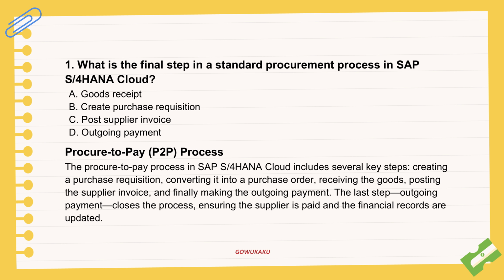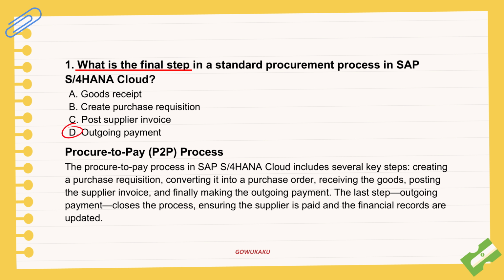Our first question hits on a really fundamental business process. It asks, what is the final step in a standard procurement process in SAP S/4HANA Cloud? Your options are A, goods receipt, B, create purchase requisition, C, post supplier invoice, or D, outgoing payment. And the answer, maybe surprisingly for some, is D, outgoing payment.